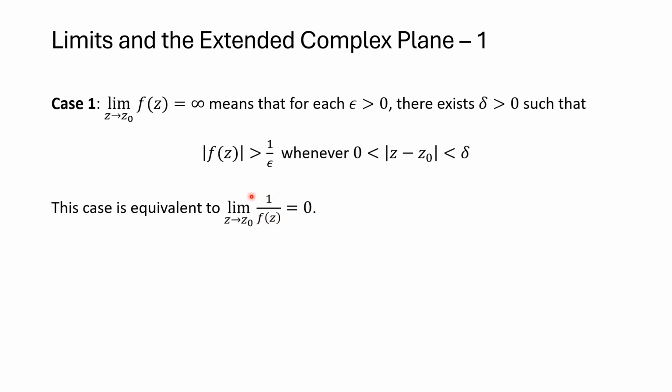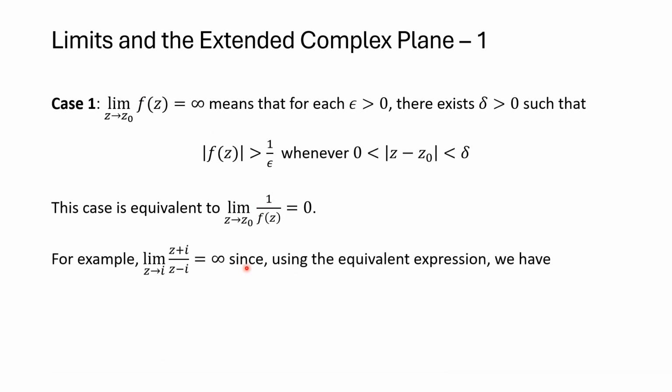Sometimes it's easier to evaluate this as opposed to this. And so I have an example here, taking the limit as z approaches i of z plus i over z minus i. It goes off to infinity, and the reason for that is that if you take the limit of 1 over f of z, which is basically just flipping the numerator and the denominator here, and you put in z equals i, the top is 0 and the bottom is 2i, and that equals 0. So using this equivalent definition, we can say that this limit goes off to infinity.